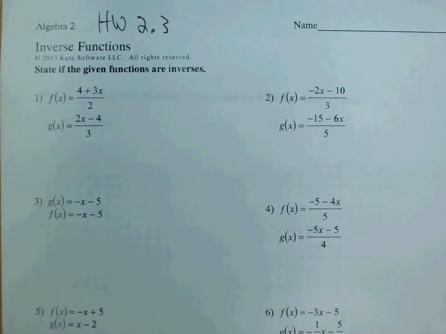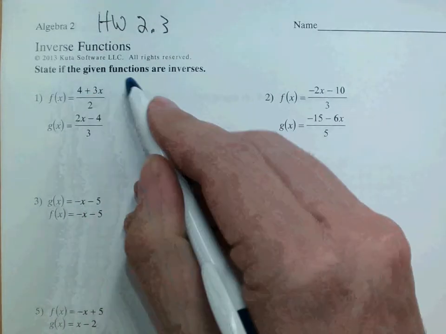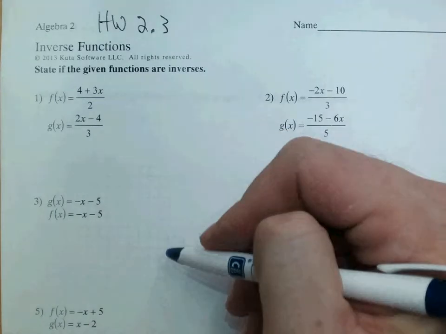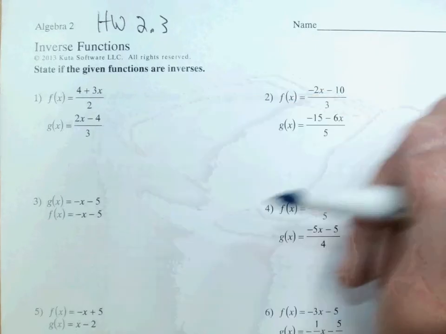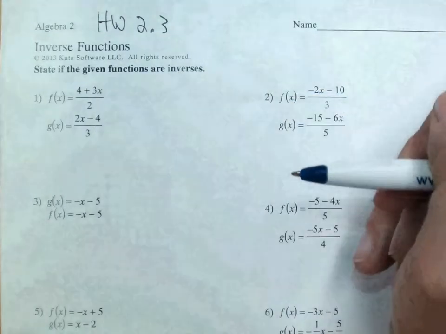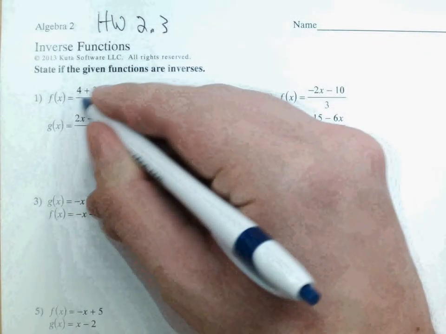On homework 2.3, there are a few sections I'm going to help you with. The first is to say if the functions are inverses. And there are two ways to do it. One is you can start with any function, either of the functions, find the inverse, and see if it's equal to the other one. For instance, here we could find the inverse.